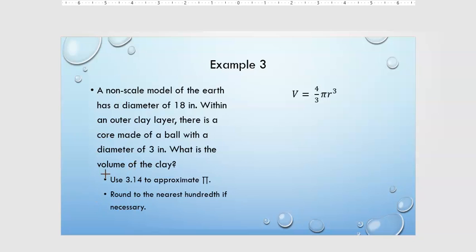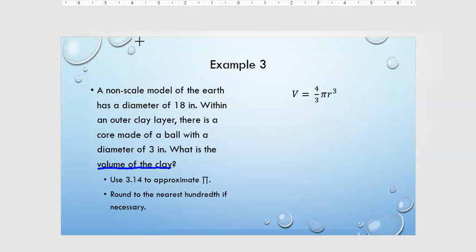Okay, so what they want to know is the volume of the clay. But it's not super straightforward because you're like, wait a minute, I have two different measures. I have the scale model, I have this core ball. So this would be an example of one where it'd be a good idea to draw a picture and help yourself understand it. So I'm going to start with this.